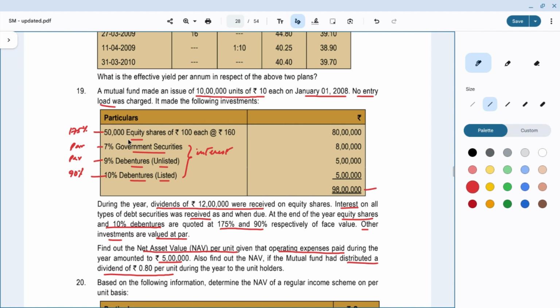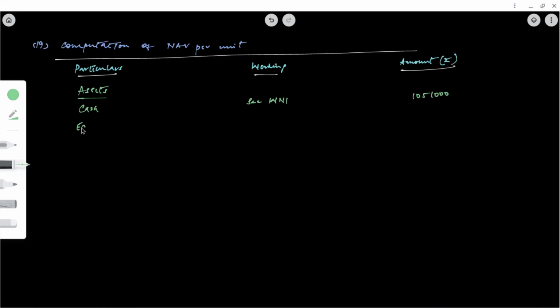Next, equity shares. It is quoted at 175% of face value, right? So 50,000 equity shares into 175% of 100, which is 175. So the value that we should consider for equity shares is 50,000 into 175. It is 87 lakh 50,000.